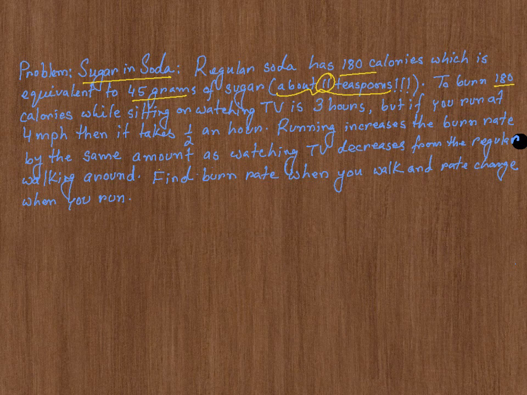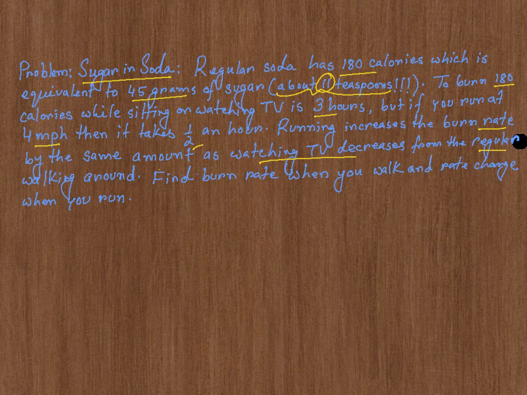To burn 180 calories while you are sitting down and watching TV, it takes 3 hours. But if you run at 4 miles per hour, it takes about half an hour to burn 180 calories. Now, when you're running at 4 miles per hour, it increases the burn rate by the same amount as it decreases the burn rate when you're watching TV, compared to regular walking around.